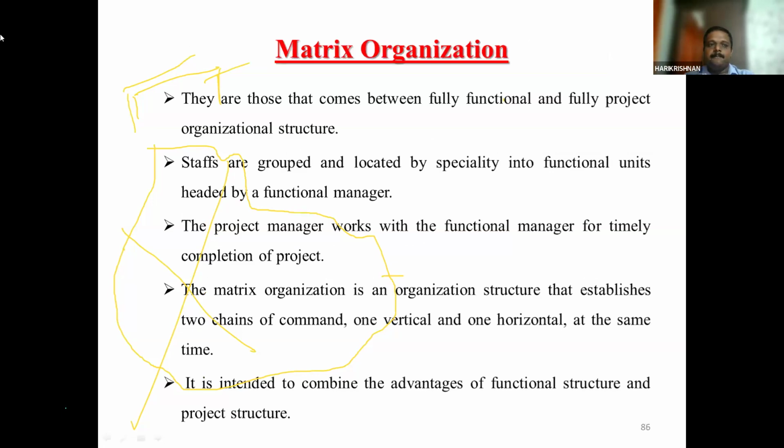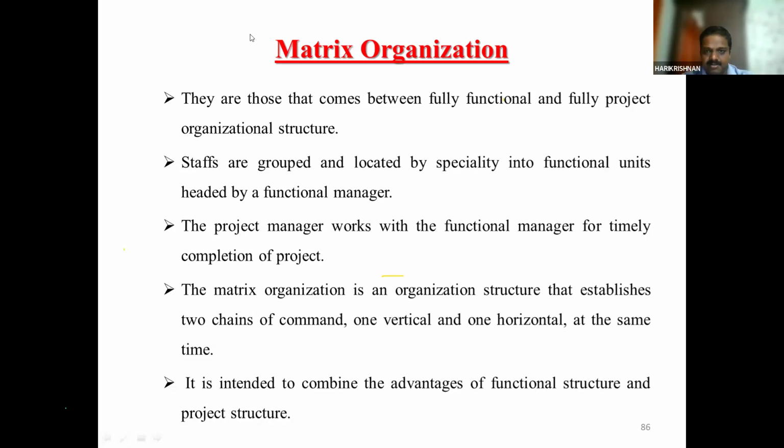Next is matrix organization. Okay, so matrix organization comes under a fully functional or fully developed organization structure. Staff are grouped and located by specialty into functional units headed by a functional manager. The project manager works with the functional manager for timely completion of the project. The matrix organization is an organization structure that establishes two chains of command, one vertical and one horizontal, at the same time. It is intended to combine the advantages of functional structure as well as project structure.